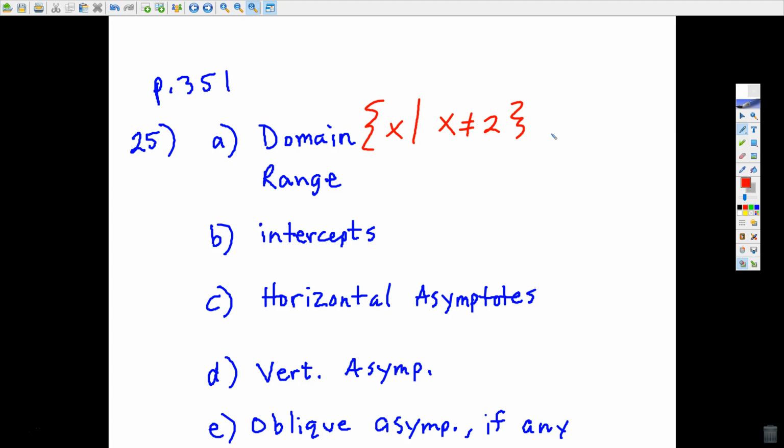And now let's look at the range. That's looking vertically, traveling up and down. What number needs to be excluded from the range? What is preventing us from continuously going up and down along the y-axis? Okay, and for the range, that's using the y variable. So range would be y such that y cannot be 1.